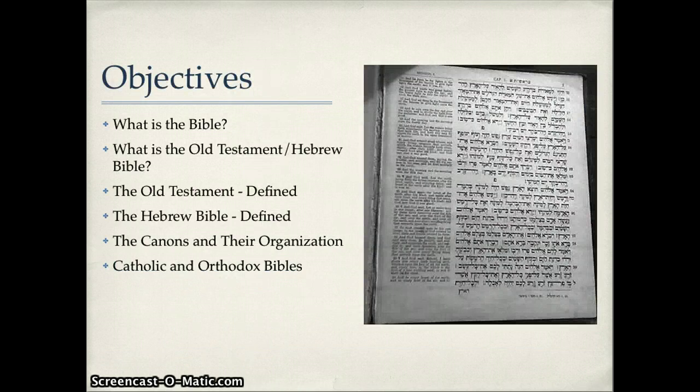Our objectives during this lecture are stated right here. We're going to talk first of all about what is the Bible, and then we are going to talk about defining the Old Testament and defining the Hebrew Bible. There are differences, and we will discuss them here. We'll talk about those two canons and how they're organized, and then we'll talk about the difference between the Hebrew Bible and the Old Testament and the Catholic and Orthodox Bibles. So those are our objectives during this lecture.